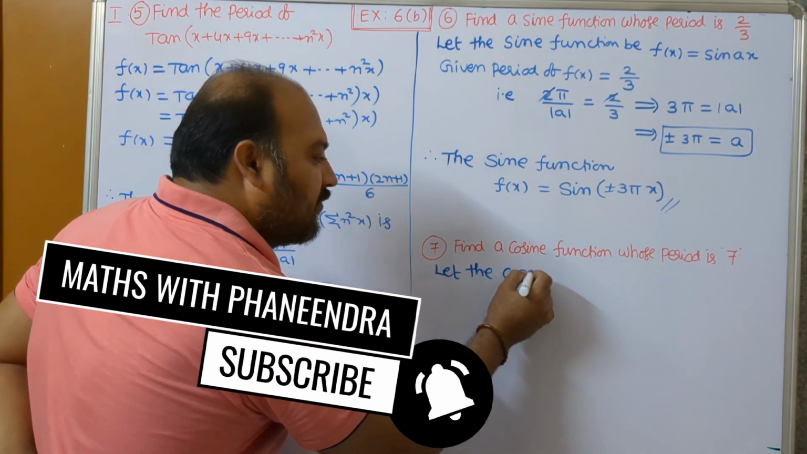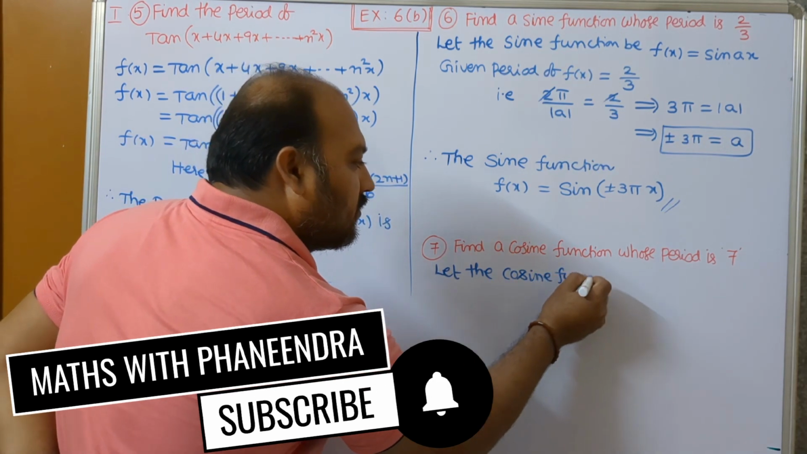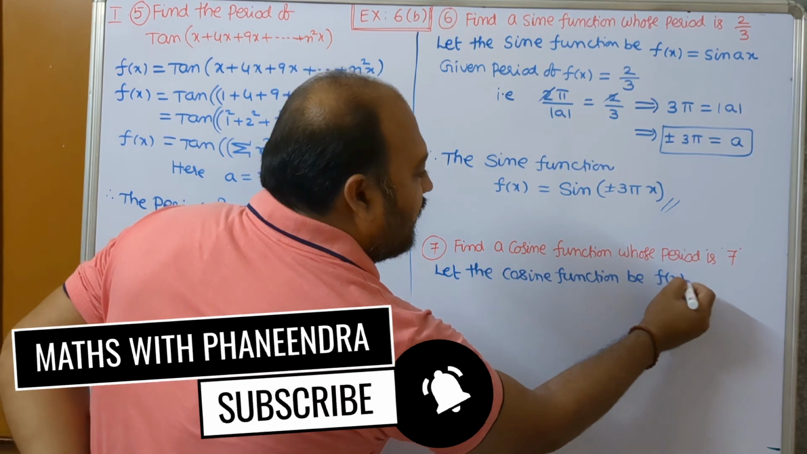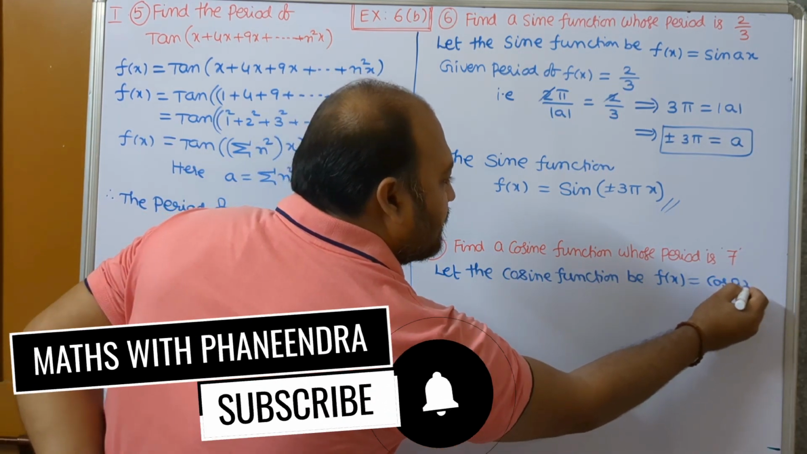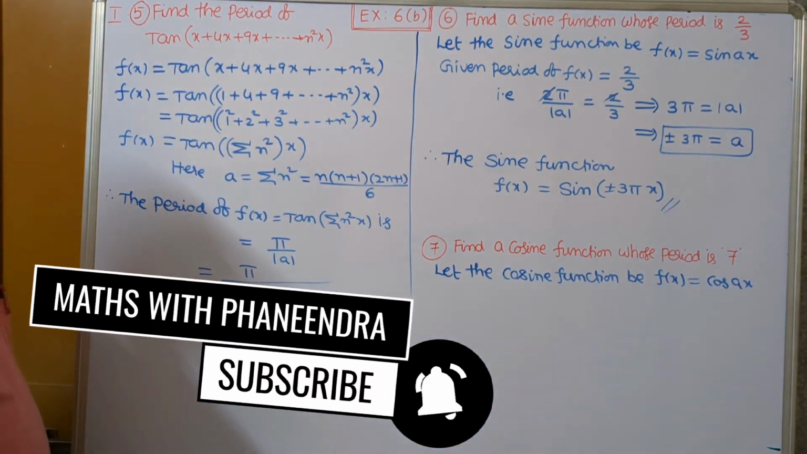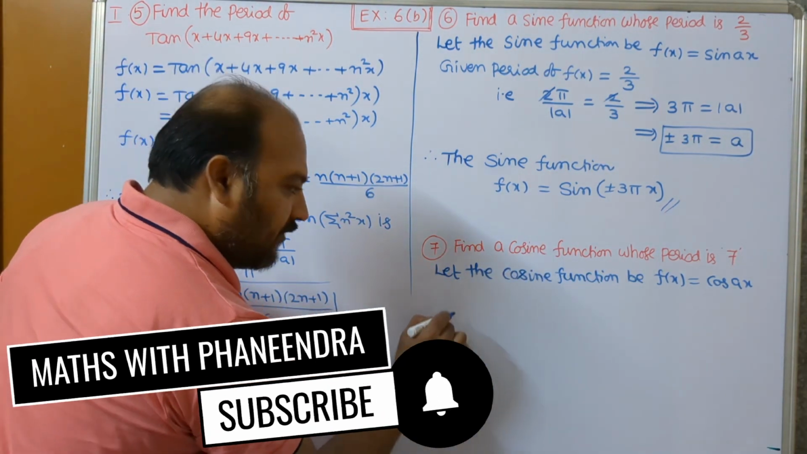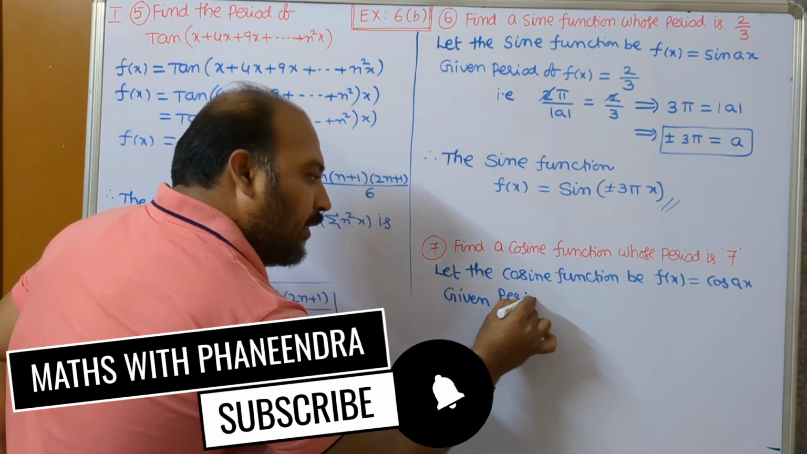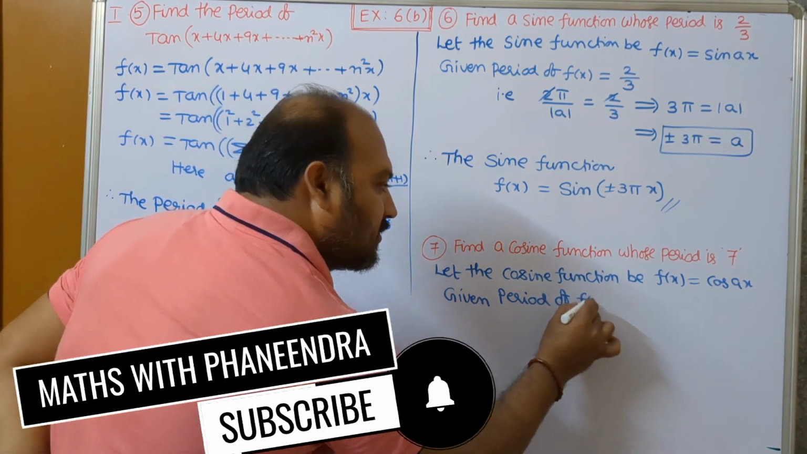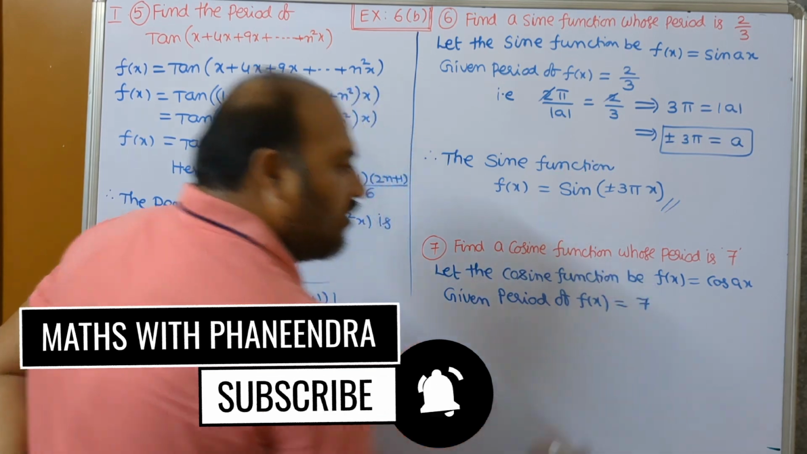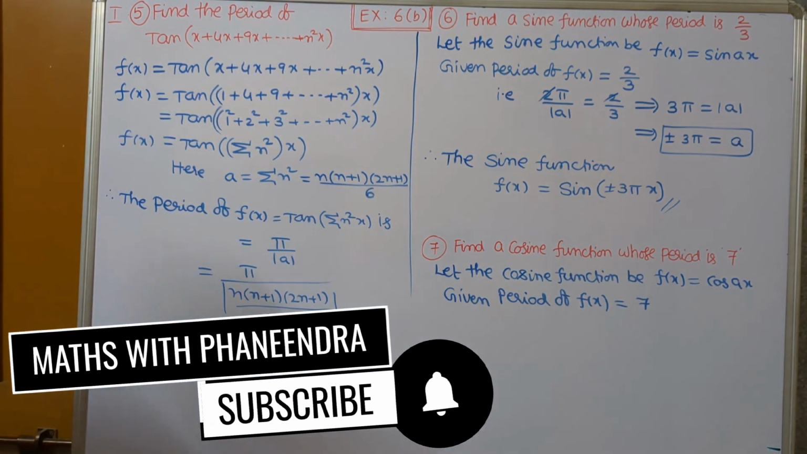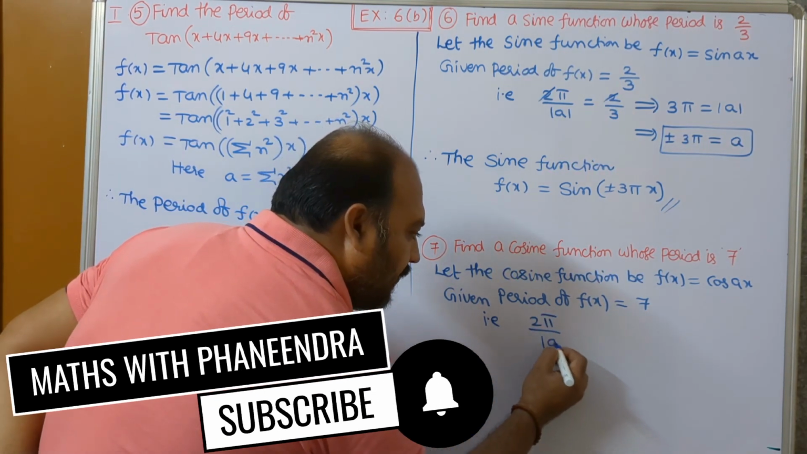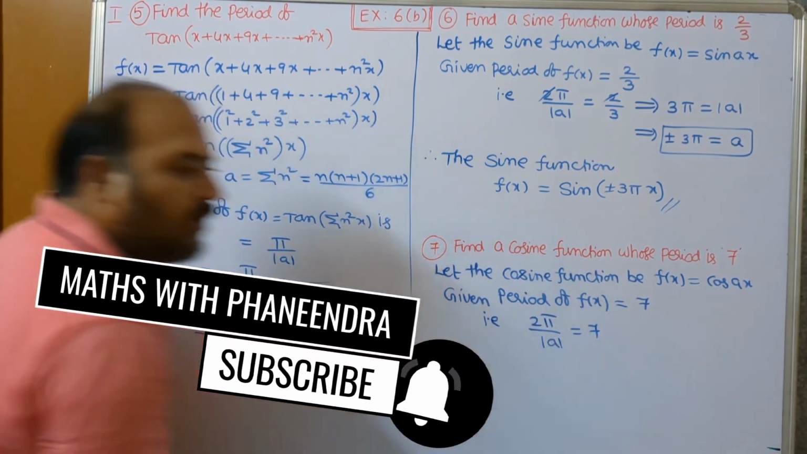Let the cosine function f of x is equal to cos ax. Given the period of f of x is 7, what is the period of cos ax? That is 2 pi by mod a is equal to 7.